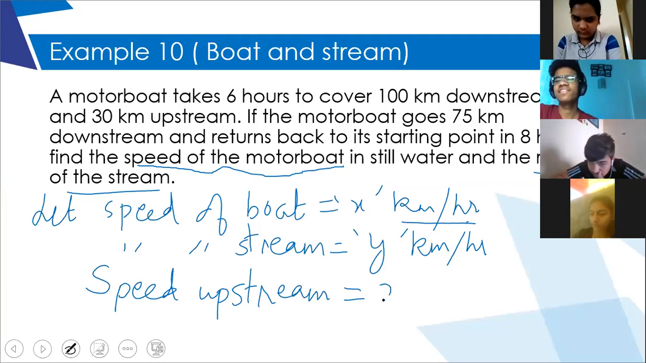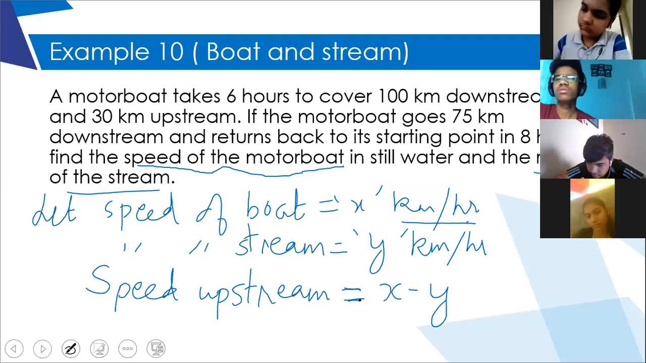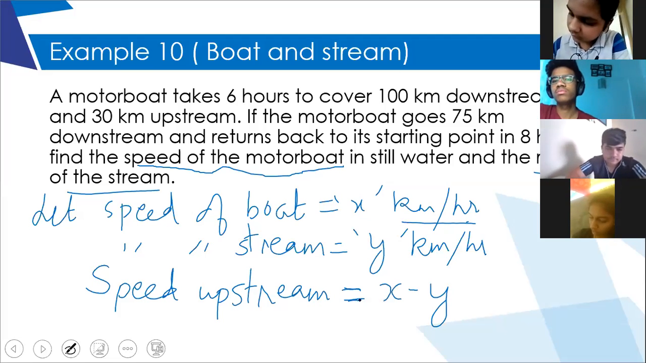X minus y. Very good. If I am moving against the flow of water, obviously the water is going to give me some kind of restriction, right? So although my speed is x, because I am moving in the opposite direction, my net speed will be x minus y.